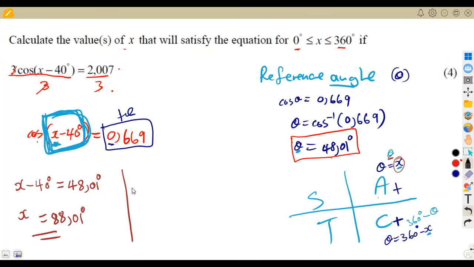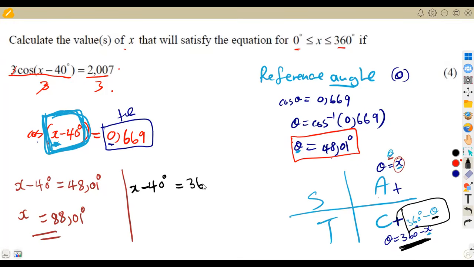You move on to the second x, which is x minus 40. Our actual angle this time is x minus 40. So x minus 40 is equal to, we said cos is positive again in the fourth quadrant, which is going to be 360 minus the reference angle.